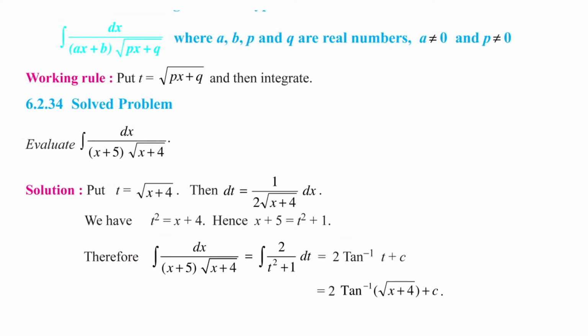Next, you remember this one. What have we done? This also we convert into x square plus bx plus c. What did we do here? Take root px plus q as another variable, right? So this entire part will vanish.